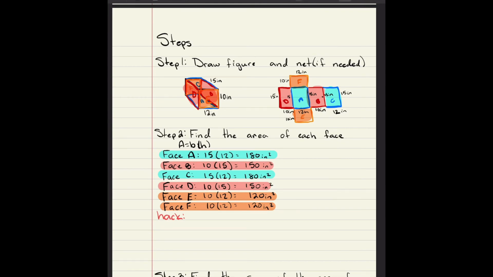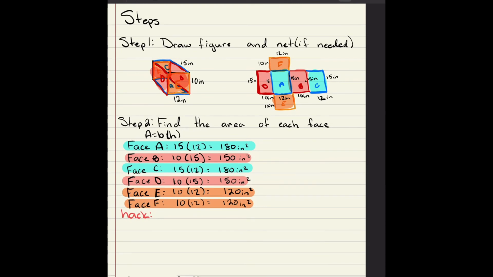So we could have easily done this instead. This is our hack. We could have said face A and C. So it's 15 times 12 for both of these, which you would get 150 for A and C. So that's 2 shapes for that area. So what do you have to do to 150? Multiply it by 2 because there's 2 shapes with that area, which gives us 300 for those 2 faces.